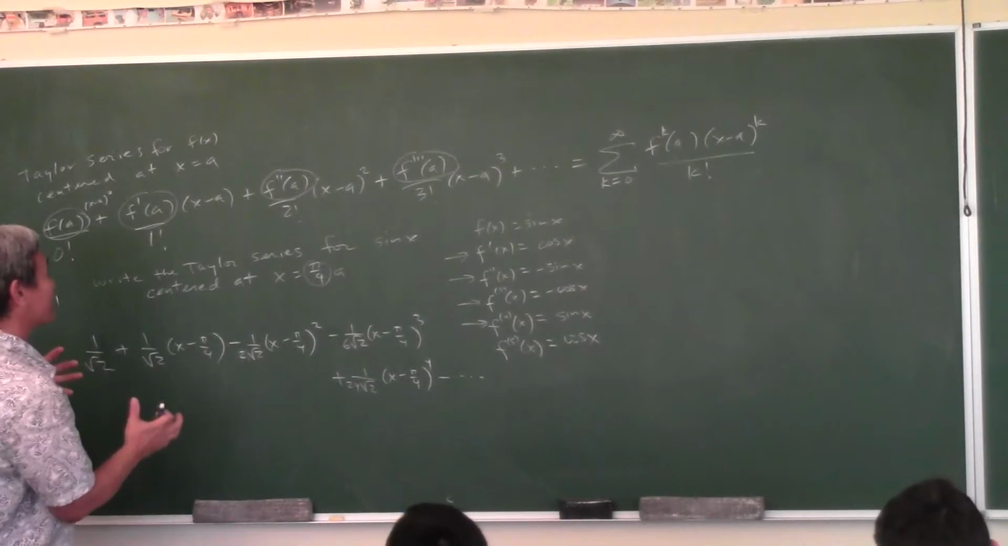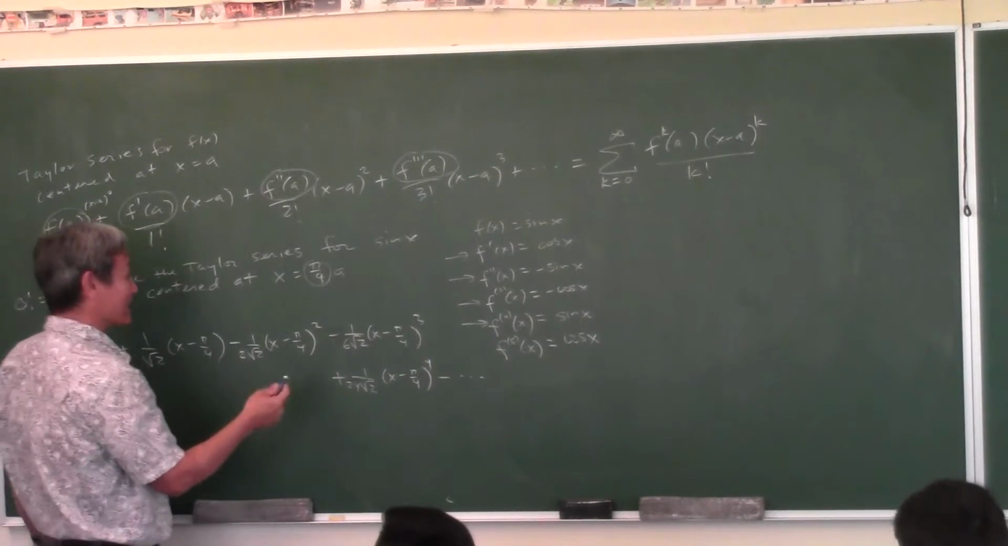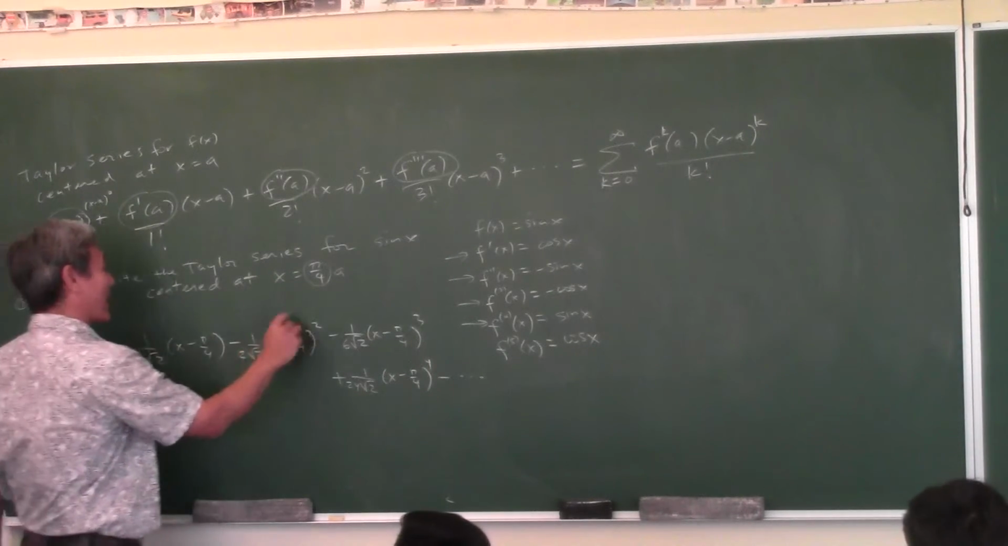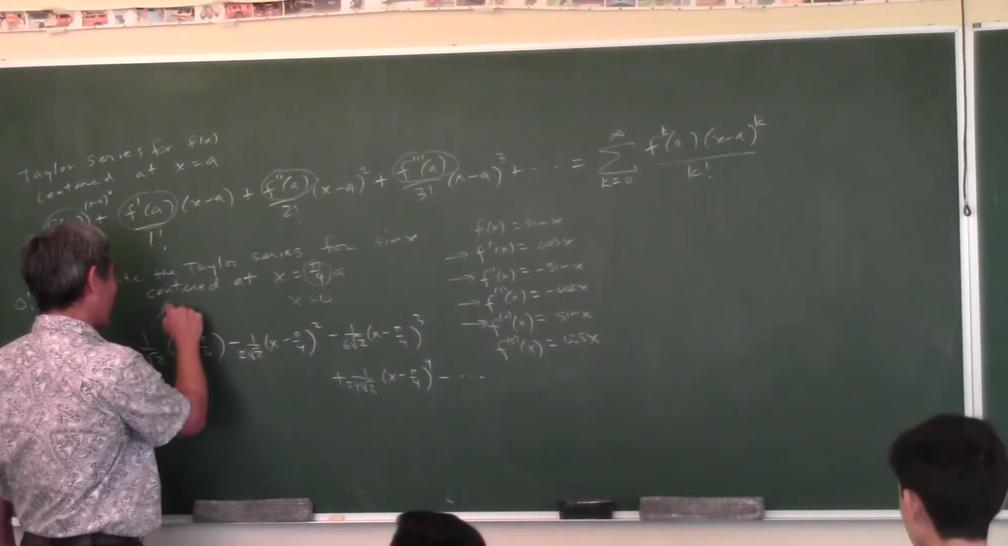So, if you are centering it at any number besides 0, we call that a Taylor series. However, if you center it at x equals 0, we call that a Maclaurin series.